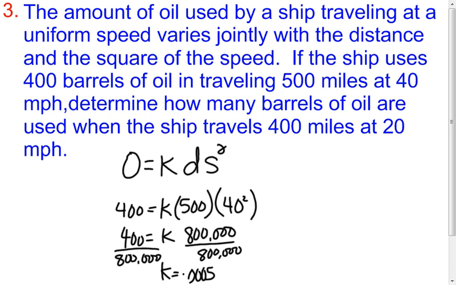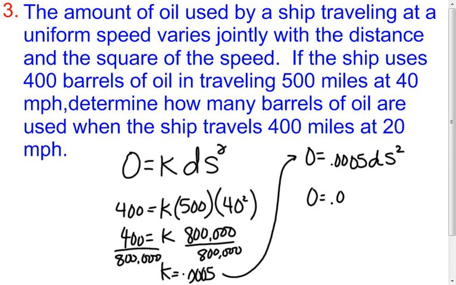Okay. And then, of course, I will plug this back in. So now my new equation becomes 0.0005 d s squared, because that's what my K value is. And now I want to know if I travel for 400 miles at 20 miles an hour. So I will take 0.0005 for 400 miles times my speed squared, and I will do that, and it will take me 80 barrels of oil to do that.